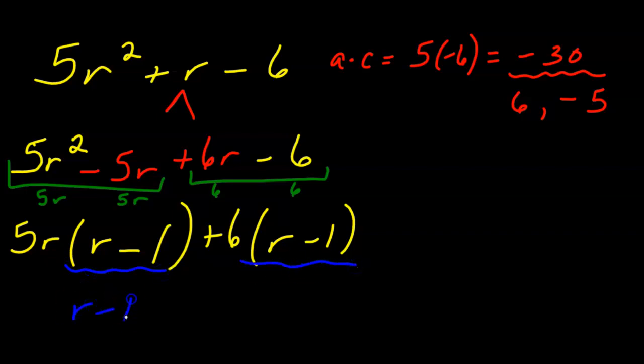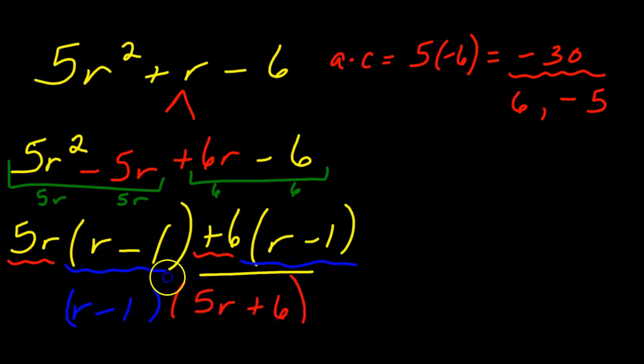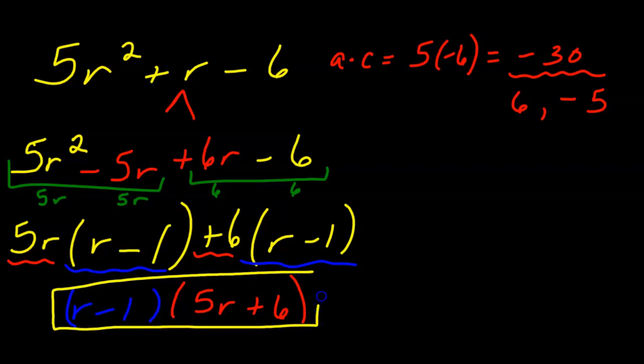is our common quantity. And then the stuff around it, 5r plus 6, if you imagine canceling these off, what would be left? The 5r and the plus 6. So that's my other quantity. And there's your final factorization. And again, FOIL to check.